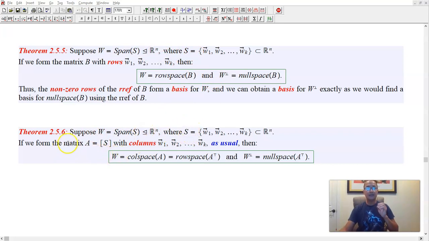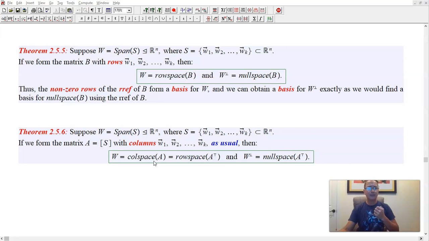But instead of forming the matrix B with rows W1 through Wk, we formed the matrix A, which we called the matrix of S, whose columns are W1 through Wk, as usual, just like in everything else that we have done. So this time, who is W? It's the column space of this matrix A.